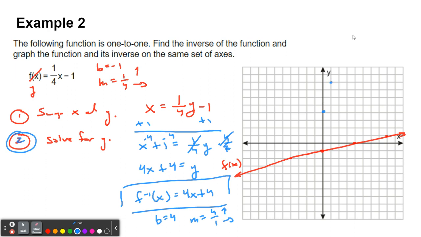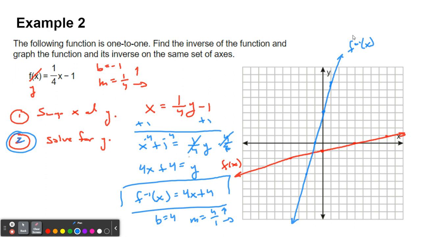Now from here I'm going to go down 4, left 1. Down 4, left 1. Good, and I'll graph that as best I can. And there's f inverse of x. And there's your two graphs, right? And now again, just to kind of show you, and see they cross.